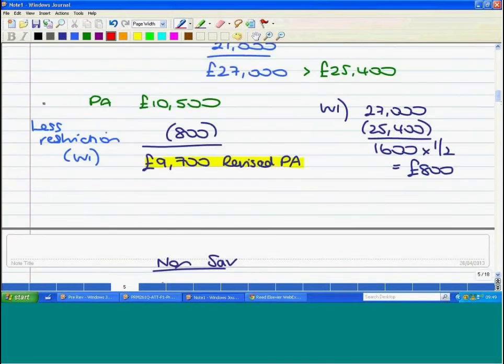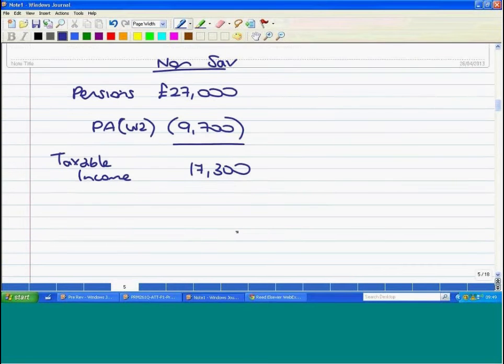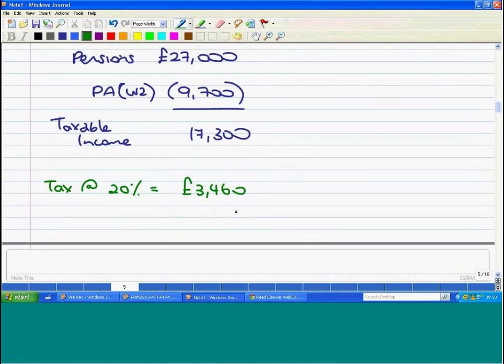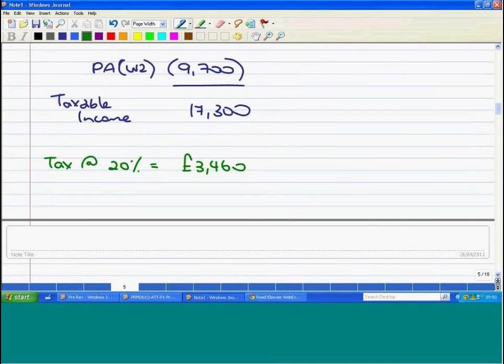So remember, always label your working. So it might be that I've shown that there, working number 2. And then that brings me down to his taxable income. And the taxable income will therefore be $17,300. Now, this is all non-savings income. So when we come to tax this, we're going to tax it all at 20%, which gives us £3,460.